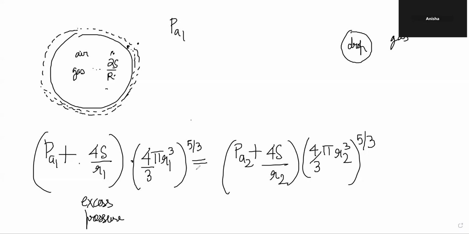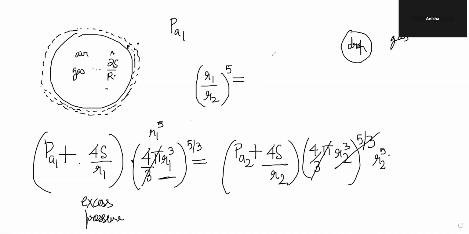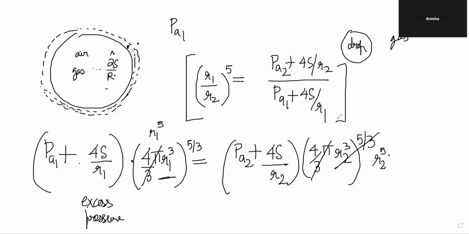So 4 by 3 pi constants will get cancelled, and this one will become R1 power 5 and this one will become R2 power 5. So you will get the ratio of R1 by R2 to the power 5. That will be equal to PA2 plus 4S by R2 divided by PA1 plus 4S by R1. Correct?